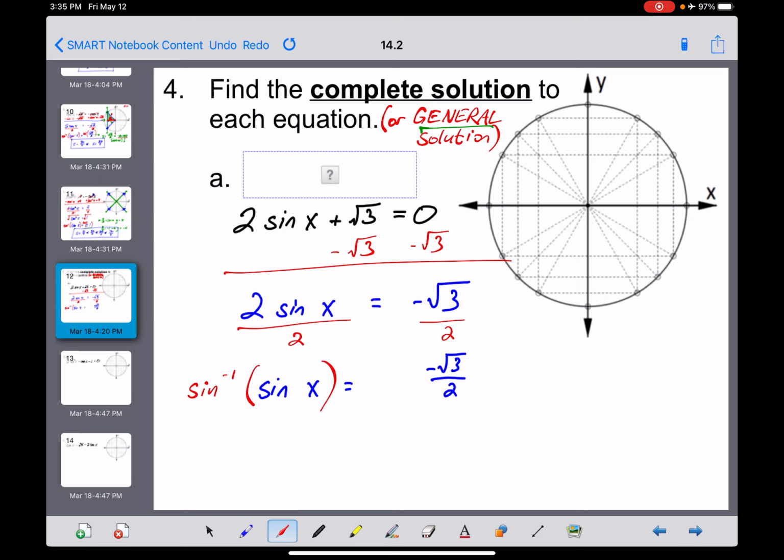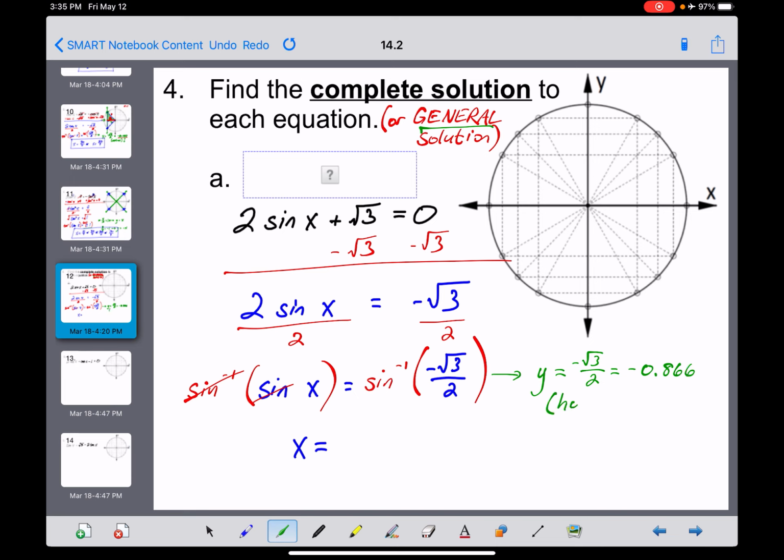And we're going to do that to the left and to the right. And look at me, I remembered to leave space that time. Those two cancel out, and we're going to get x is equal to the inverse sine of negative root 3 over 2. So remember, everybody, sine is y. So we want to know where on this unit circle does y equal negative root 3 over 2. And as we said a while ago, that is negative 0.866.